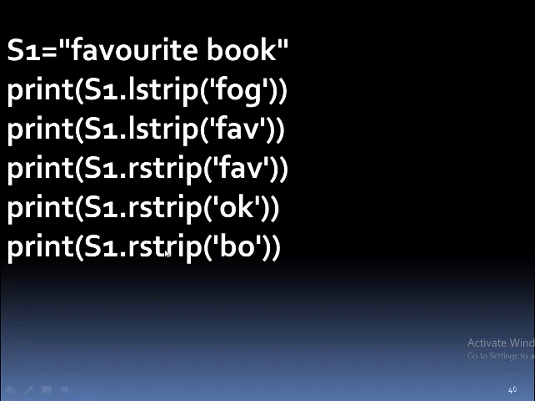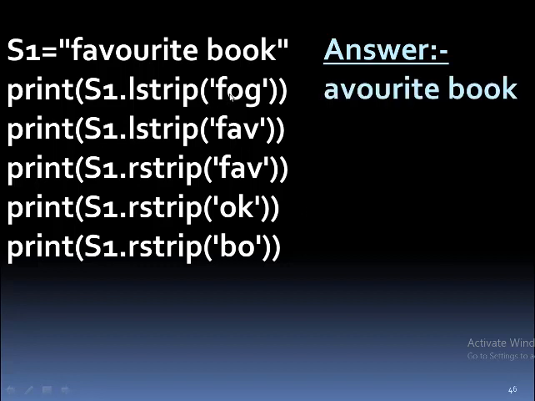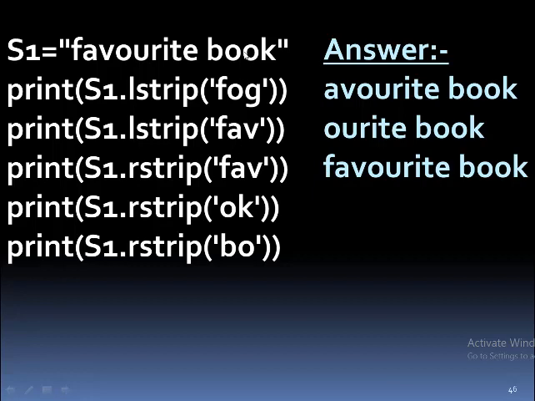OK, rstrip OK from the right hand side, so it is here, so it will be removed. Again rstrip BO, BO is not on the rightmost side, but O is here, not on the rightmost side. So look for the answers. FOG, so only F was possible to be removed, so F was removed, so this whole is the output. In this case FAV, all the three are removed, so ORITE BOOK will be the output. FAV is not there on the right hand side, so nothing will be removed.